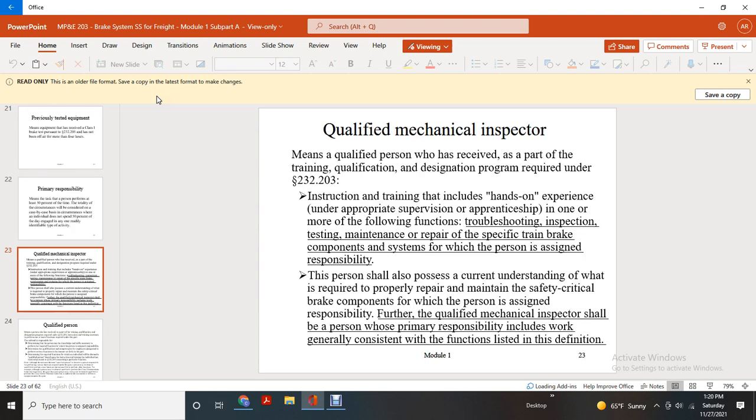Qualified maintenance inspector means a qualified person who has received the training, qualification, and designation program required under 232.203. Instruction and training include hands-on experience under appropriate supervision and apprenticeship, with one or more of the following functions: troubleshooting, inspection, testing, maintenance, and repair, specifically training on the components of the system when the person is assigned responsibility. The person should also possess a current understanding of what is required to properly maintain the safety-critical brake components for which they are assigned responsibility. A qualified mechanical inspector shall be a person with primary responsibility for work that generally consists of the functions listed within the definition.